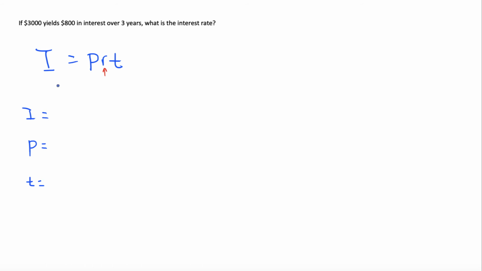Well, let's read the question carefully. $3,000 yields $800. So the interest in this case is going to be that 800. The 3,000 then is the principal, or how much is invested, and we know that the time in this case is going to be 3. Let's go ahead and plug everything in. 800 equals the 3,000, I want to put these in parentheses on the right side, times the rate, which is what we're finding, times the time, which in this case is 3.